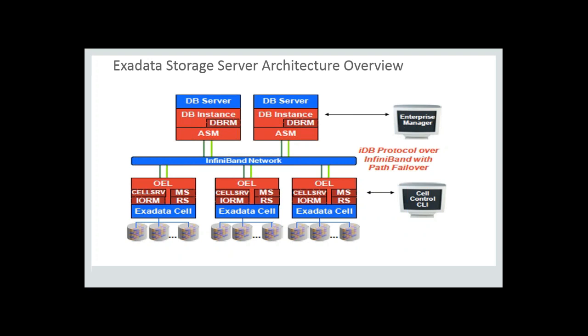The MS process is the management server process, which is used to manage your Exadata machine and Exadata storage. The RS process is the restart server process. Its role is to monitor the cell SRV and MS processes, and if it finds any of them down, it restarts that process. So these are the three major critical processes in your storage, and cell SRV is the main software.